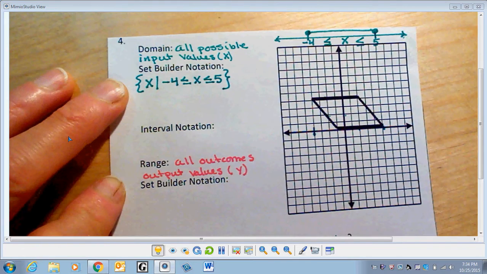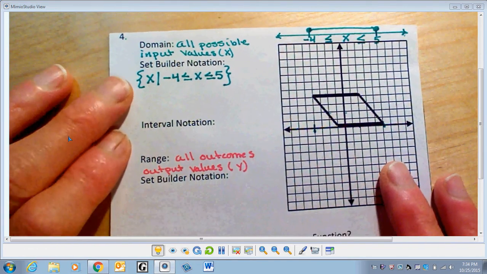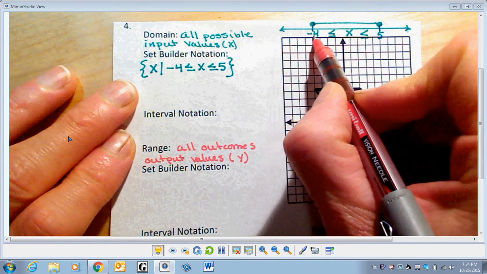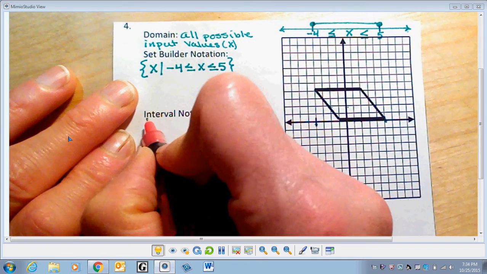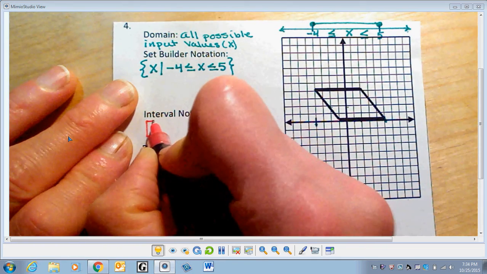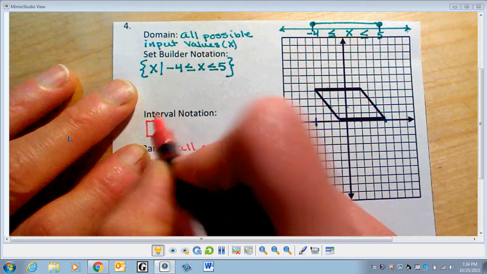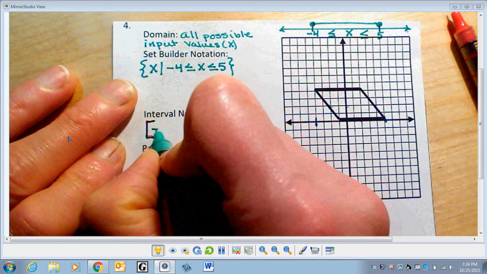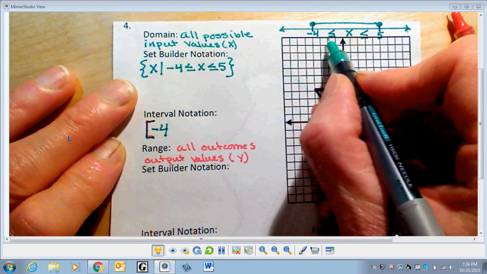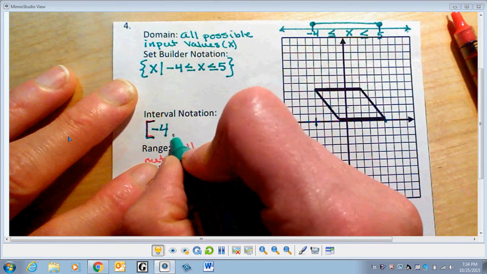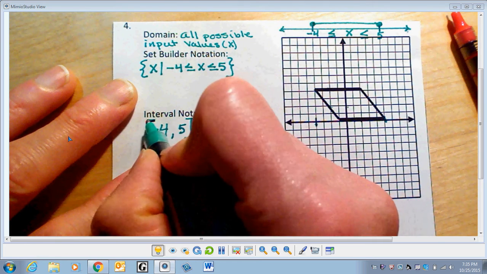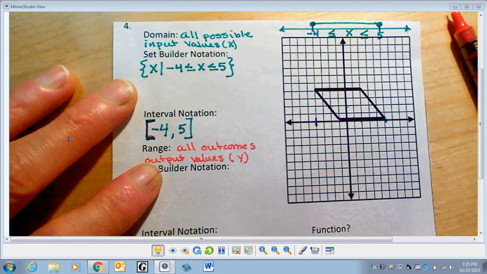Now I want to write this in interval notation. Looking at interval notation, my smallest value is at -4. It can include it, so remember that's my equal sign for interval notation. That's -4, and then we go all the way to 5. So every single number that exists between -4 and 5 can be our input for this function.